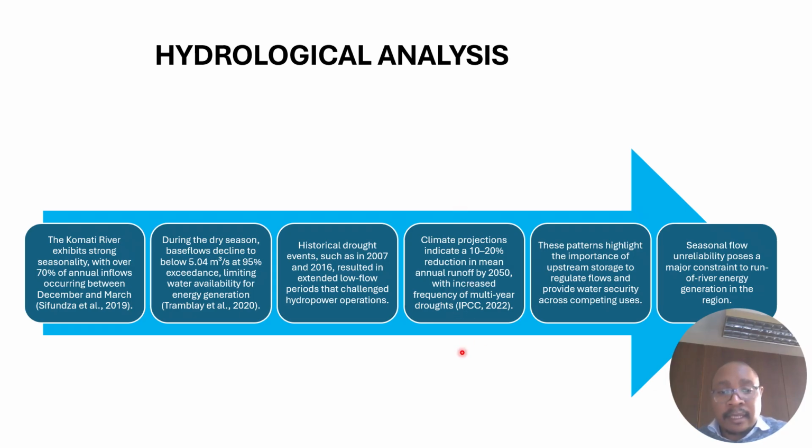And then the climate projection indicates a 10 to 20% reduction in the mean annual rainfall by 2025. Now these patterns highlight the importance of upstream storage to regulate flow and provide water security. And then lastly, the seasonal flow unreliability poses a major constraint to run-of-river energy generation in the region.